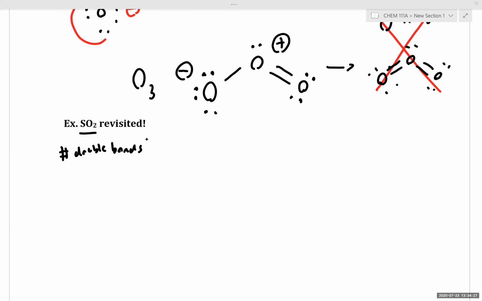So how do we minimize formal charges? How many bonds do we need to make?